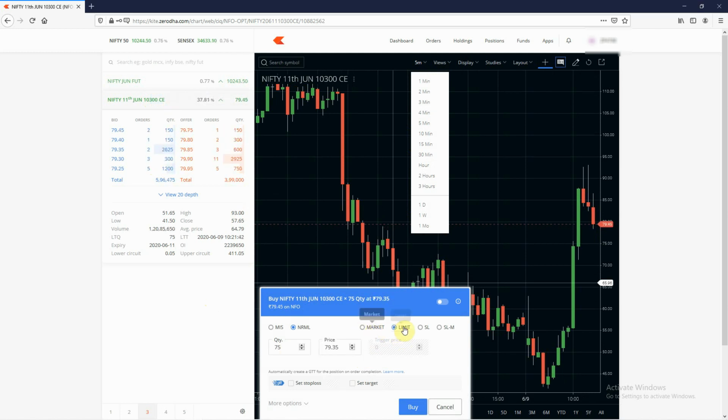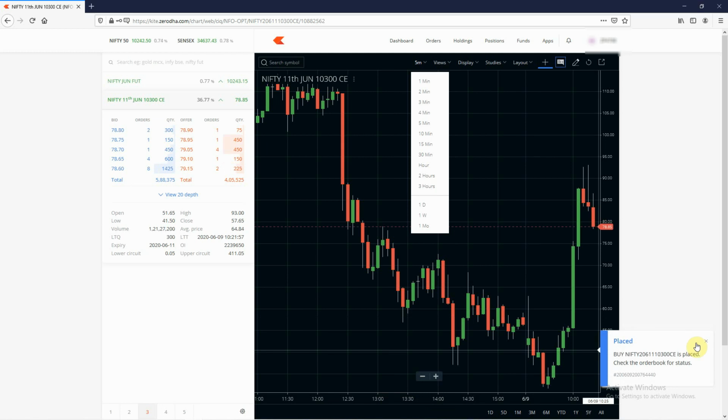I'll explain each and every tab in detail here also. When I say limit order, it means I decide the price at which I want to buy. Say I want to buy when this contract comes to, say, a price of 40. The premium for this contract is 40. So I put a buy order.